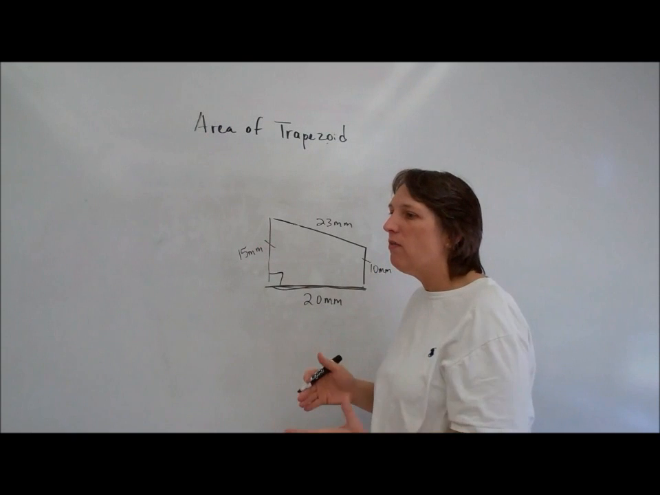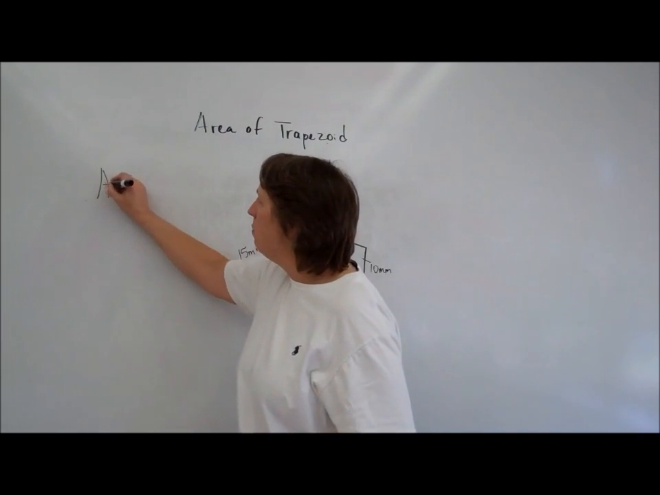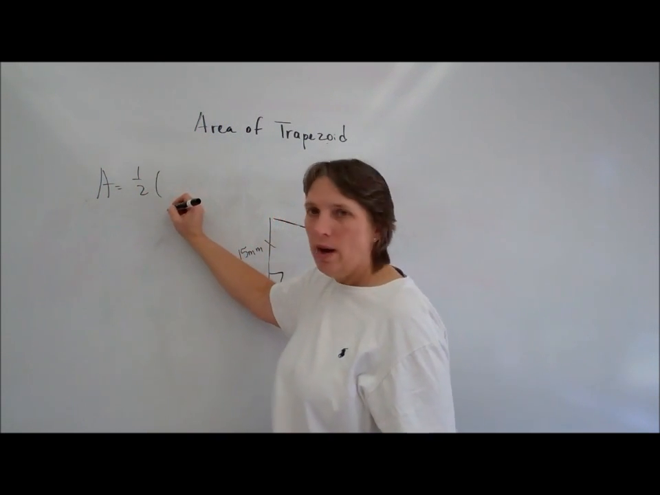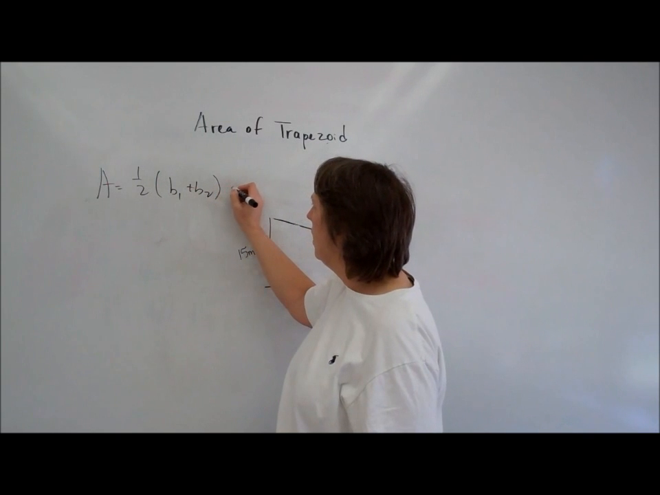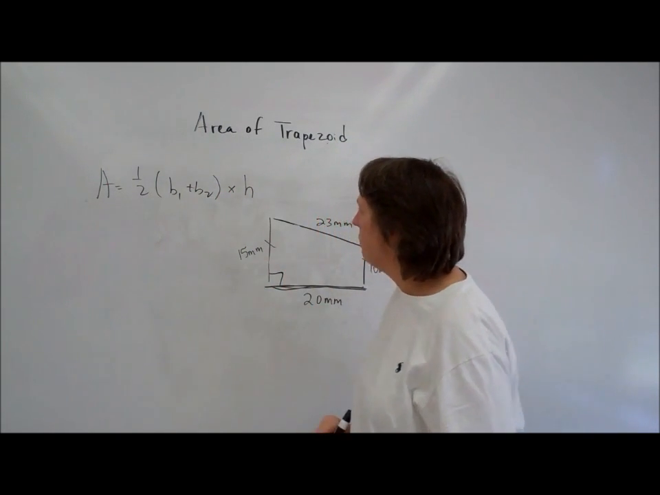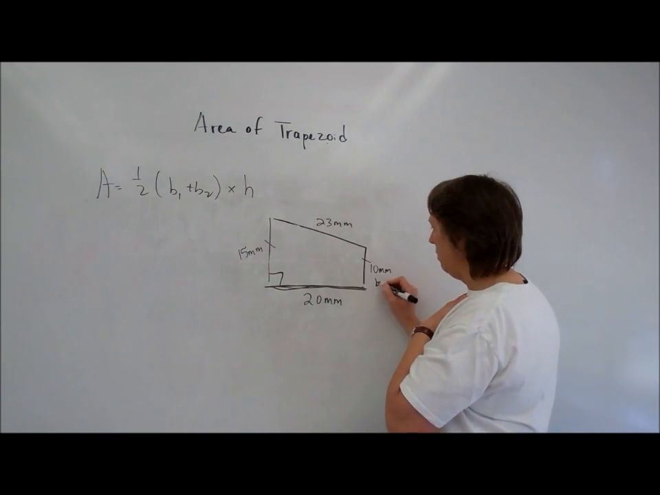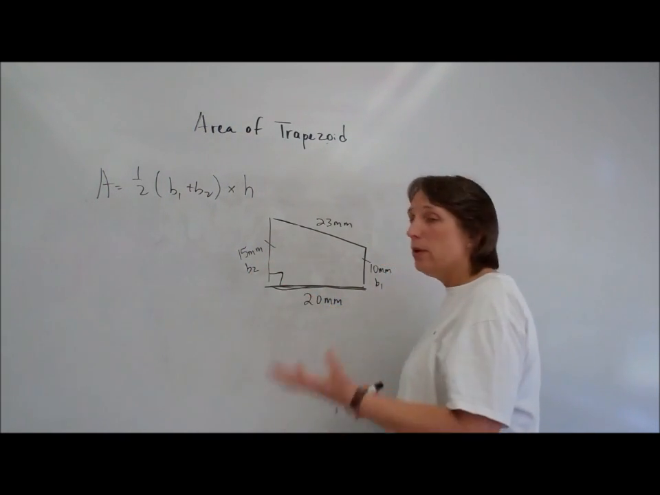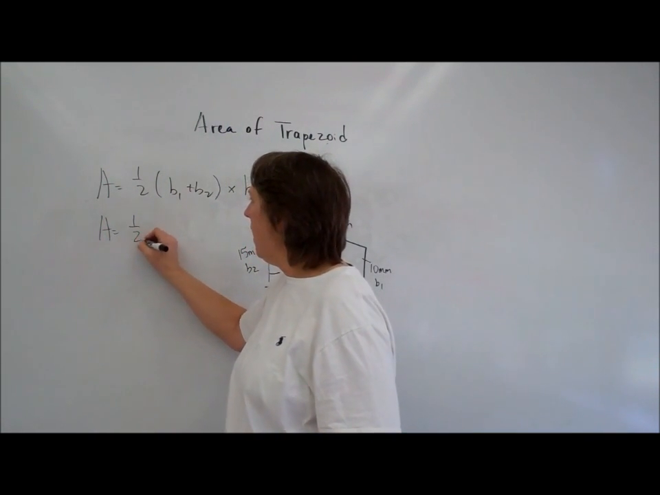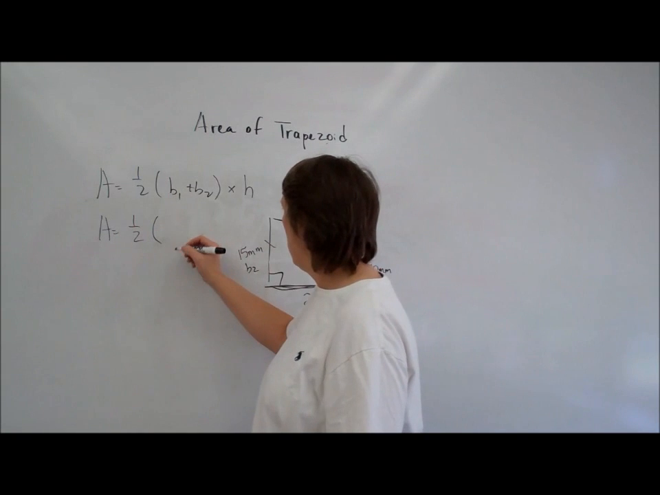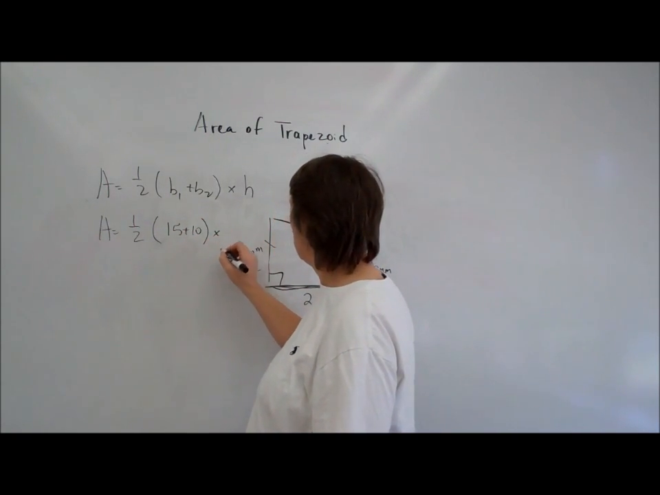Now I'm going to plug into my formula. First thing we do, what do we have to write? We have to write our formula. You must write your formula. 1/2 times the quantity of b sub 1 plus b sub 2 times h. Now I got to plug it in. Here's my b sub 1 and b sub 2. You could do it either or. So I'm going to write A equals 1/2, and then I'm going to say 15 plus 10 times 20.